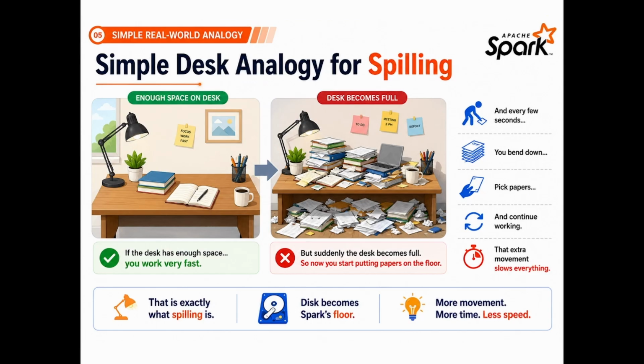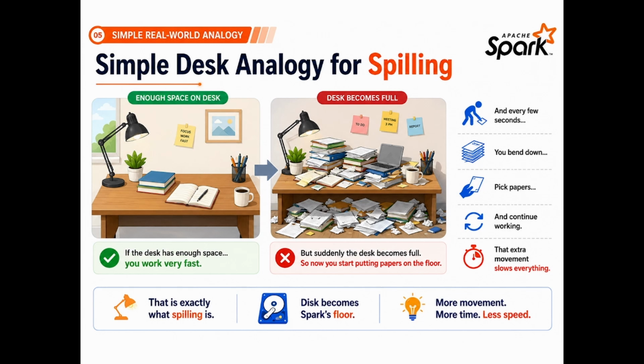Let's make this intuitive. Imagine you're working at a desk. As long as the desk has enough space, you work efficiently, but eventually the desk becomes full. So you start placing documents on the floor. Now every few seconds, you bend down, pick something up, and continue working. The work still gets done, but it becomes slower. That's exactly what Spark is doing. Memory is the desk. Disk is the floor. And spilling is the extra effort required to keep working.